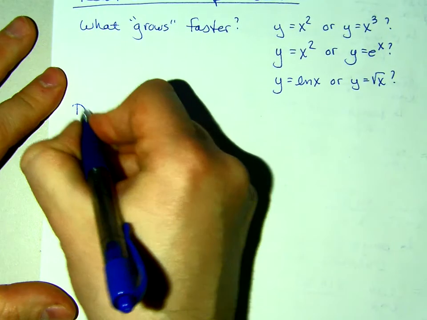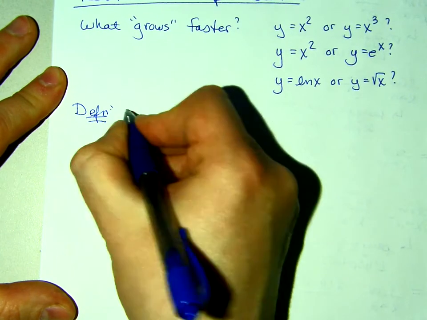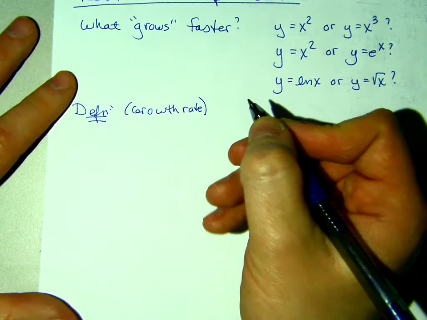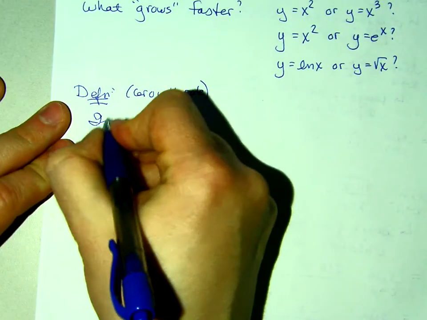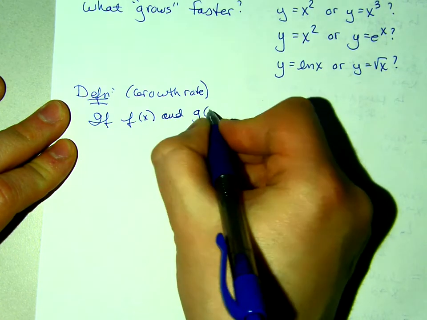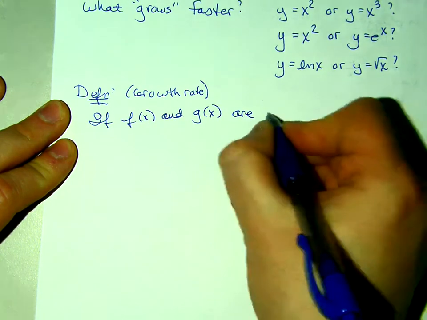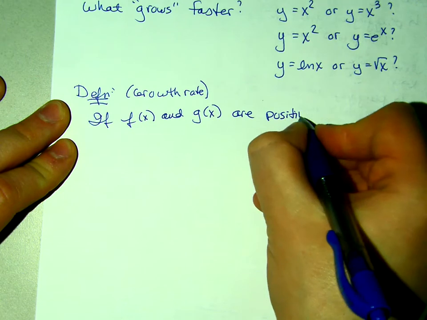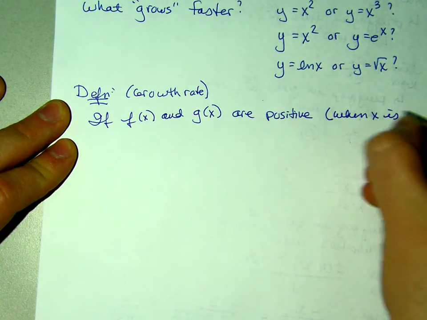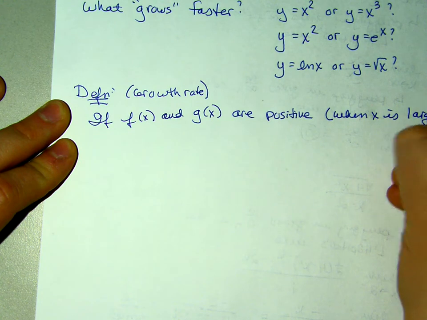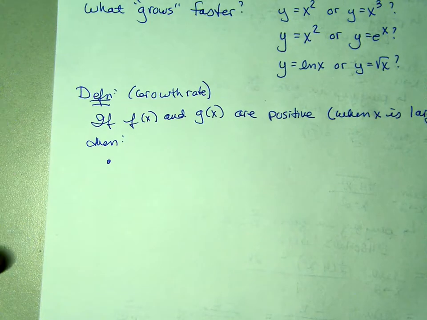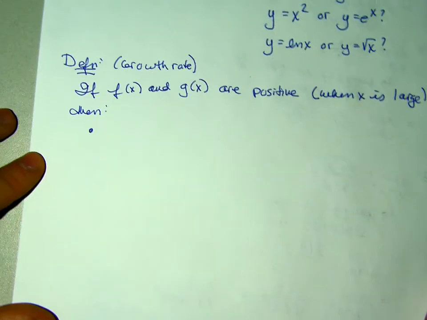So here's how this works. Definition. We're defining growth rate of these functions. If f of x and g of x, first of all, are positive functions, at least when x is large, then we have 3 cases.